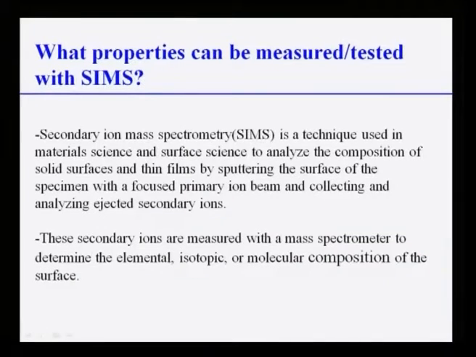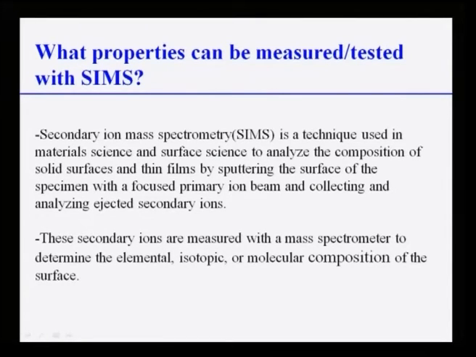Obviously I have given a lot of examples, all sorts of examples. As you see here, one must know very clearly that very advanced measurements can be done using SIMS. This is a technique which is used extensively in material science and surface science to analyze the composition of solid surfaces and also thin films by sputtering the surface of the specimen with a focused primary ion beam and collecting and analyzing the ejected secondary ions.